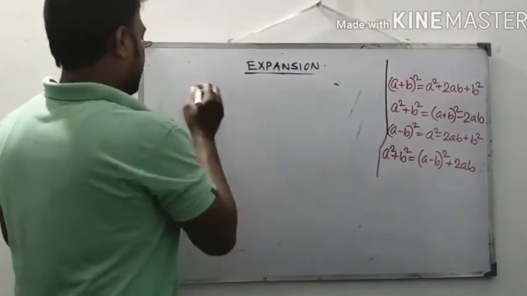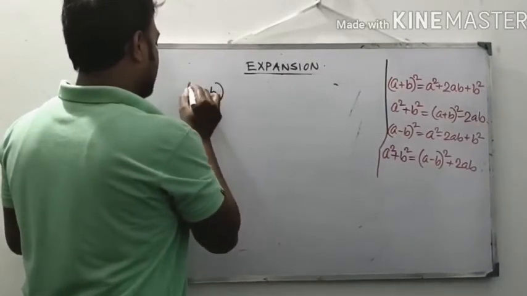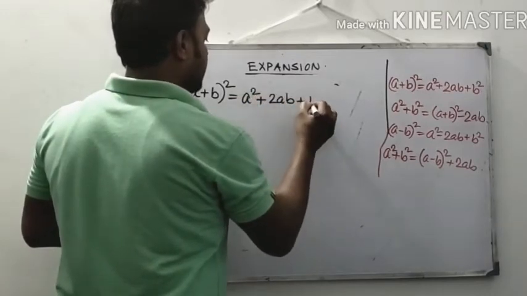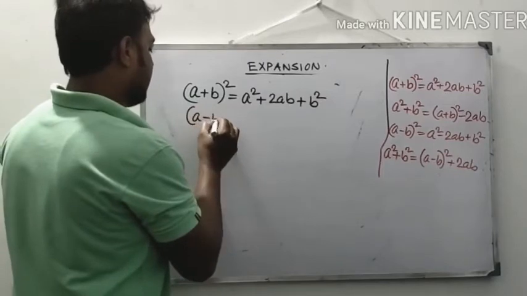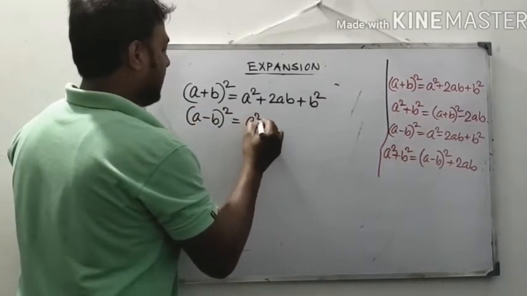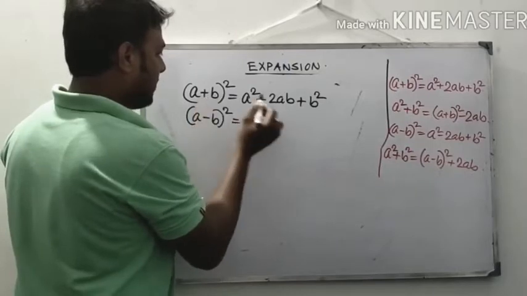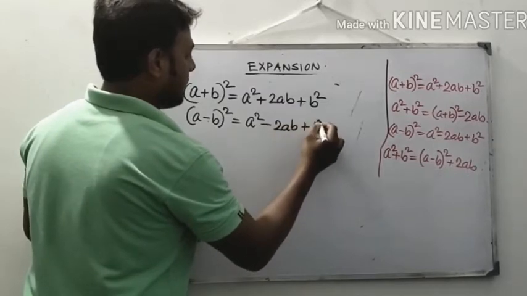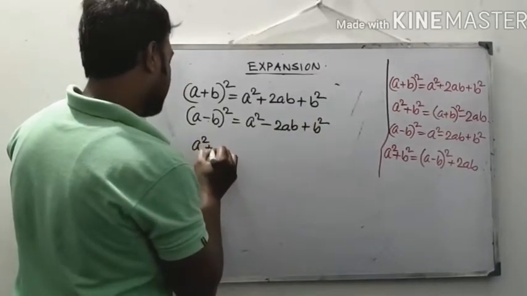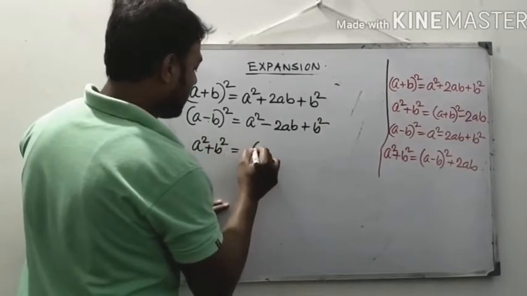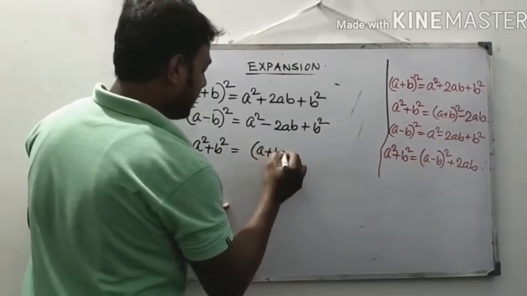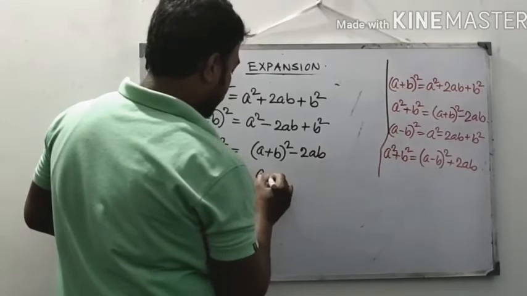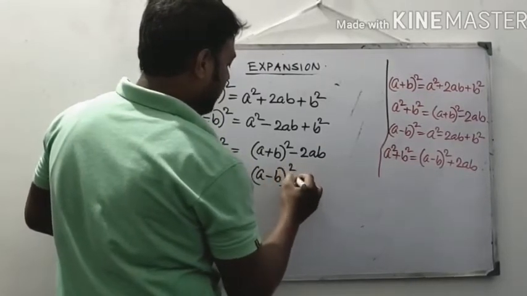See, in the case of plus, (a plus b) whole square is a square plus 2ab plus b square. Just write the same for the (a minus b) identity. It will be a square, and since there is minus, where in the plus case it was plus, it will be minus 2ab plus b square. And for a square plus b square, we have two identities. One is (a plus b) whole square minus 2ab, and another one is (a minus b) whole square plus 2ab.